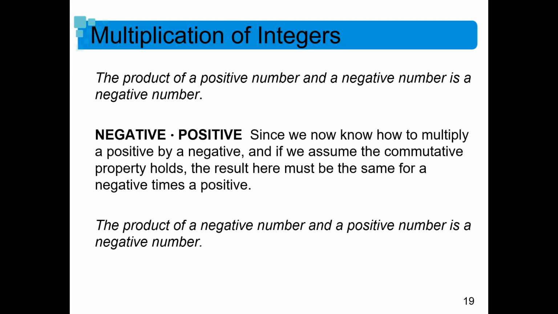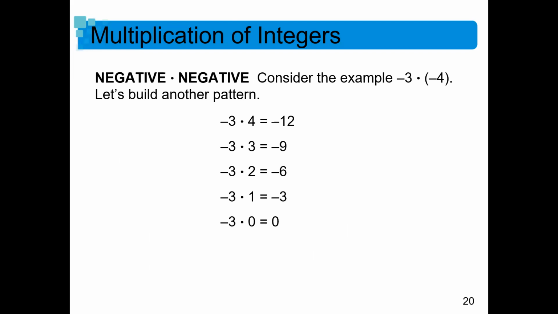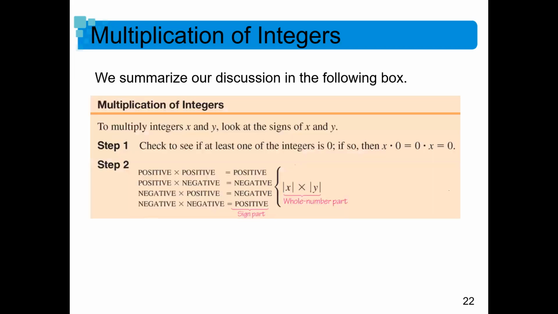And for negative times positive numbers, it's the same. You just multiply and then you carry the negative sign. But if both are negative numbers, if you multiply negative numbers, then you have to convert that to positive. You multiply them and you convert that to positive. So if both numbers are positive, then their product is positive. If both numbers are negative, then their product is positive as well. And only when their signs are opposite do we have a negative answer.